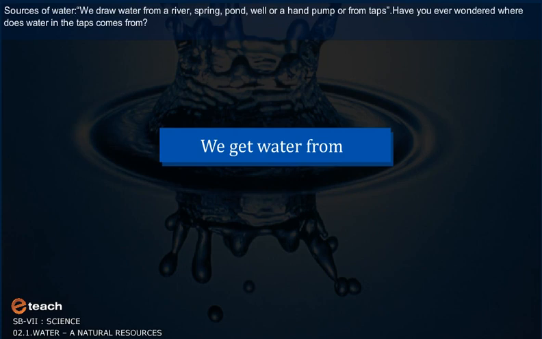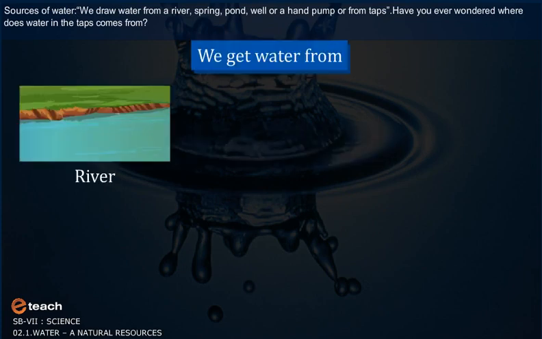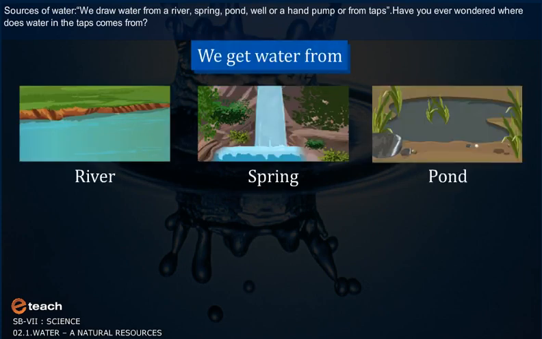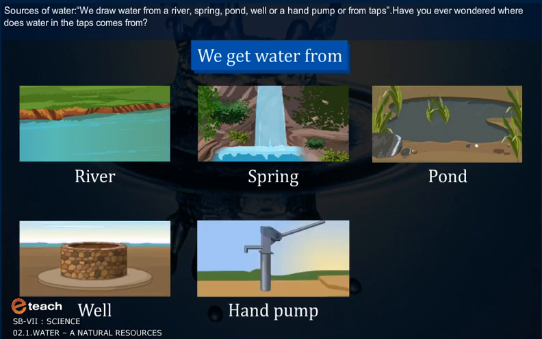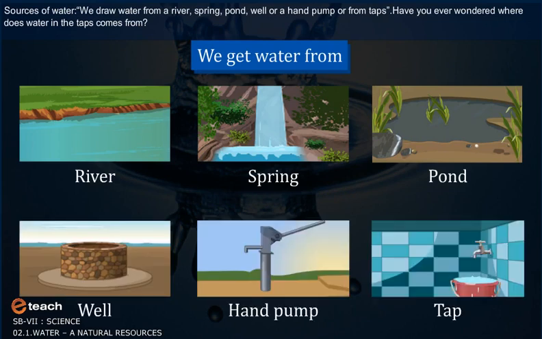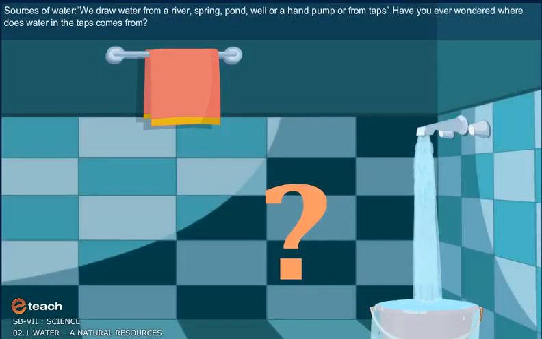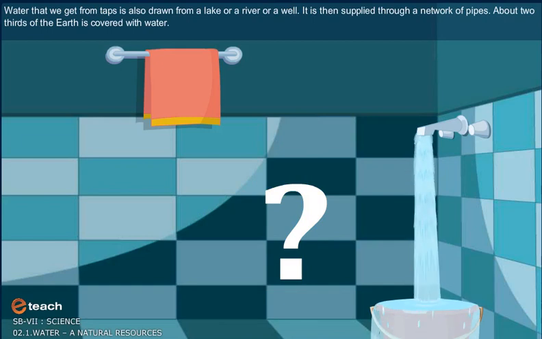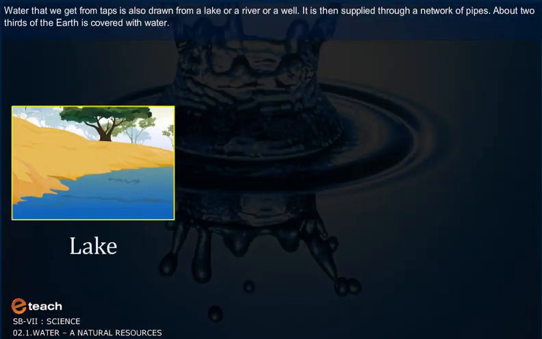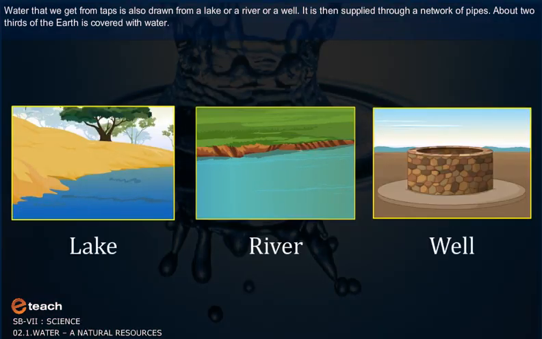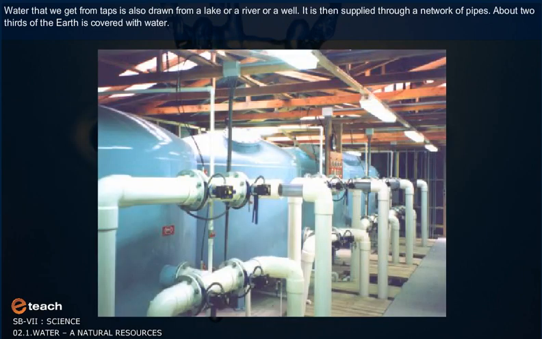Sources of water. We draw water from a river, spring, pond, well, hand pump or from taps. Have you ever wondered where the water in the taps comes from? Water that we get from taps is also drawn from a lake or a river or a well. It is then supplied through a network of pipes.